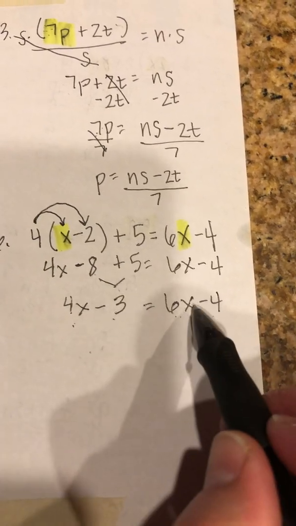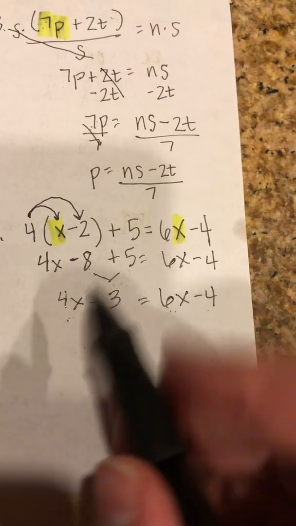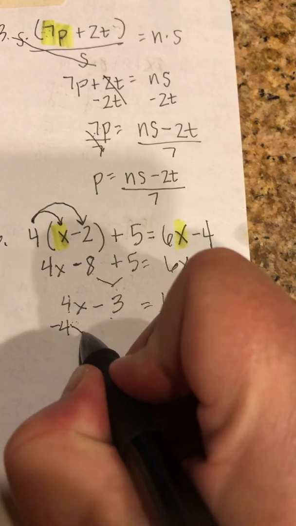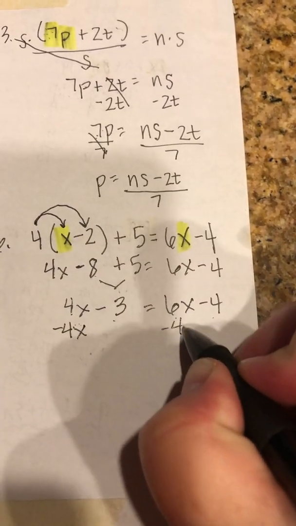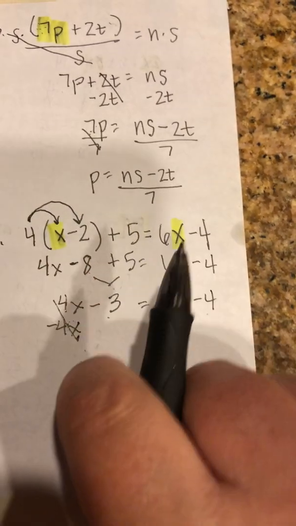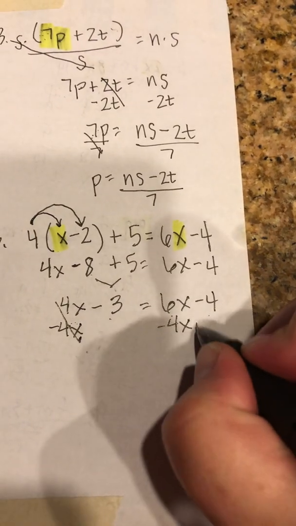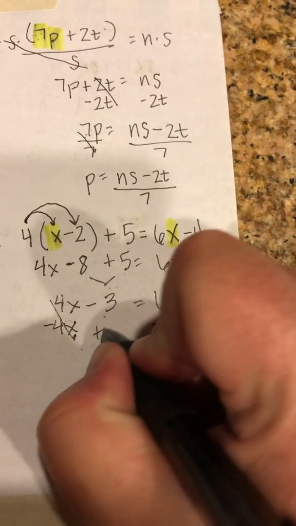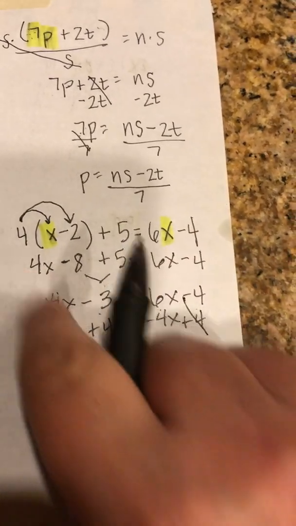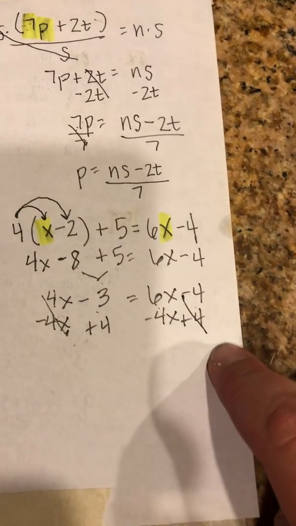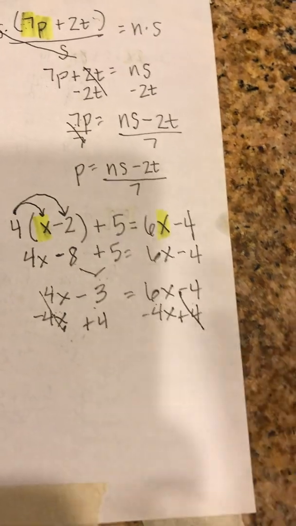Doesn't really matter which one you move where. I usually move the smaller one. So I'm going to subtract that 4x over to this side. And if I subtract that one from the left, then I'm going to have to move this one from the right. So since that's minus 4, I'm going to add 4. And that way you've canceled something off the left and something on the right. That way you have something left on each side.